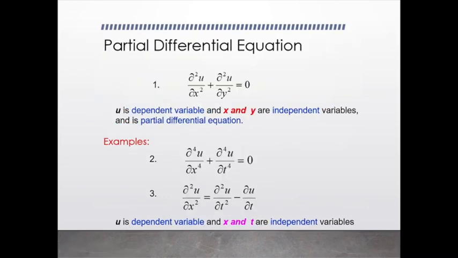So partial differential equations are differential equations where we have two or more independent variables. We have here an example. The second derivative of u with respect to x plus the second derivative of u with respect to y is equal to 0. As you can see, the denominators are different. We have x and y variables. So we have two independent variables while we only have one dependent variable.